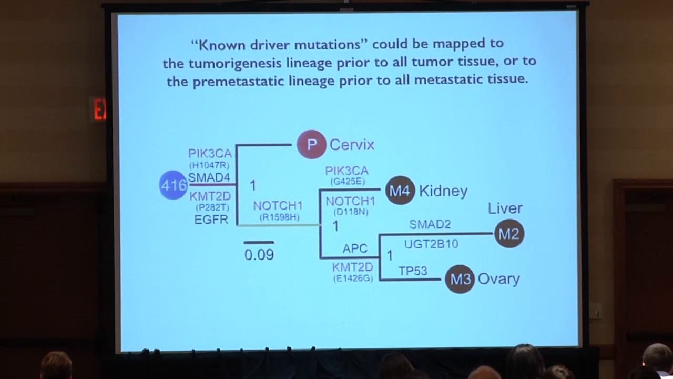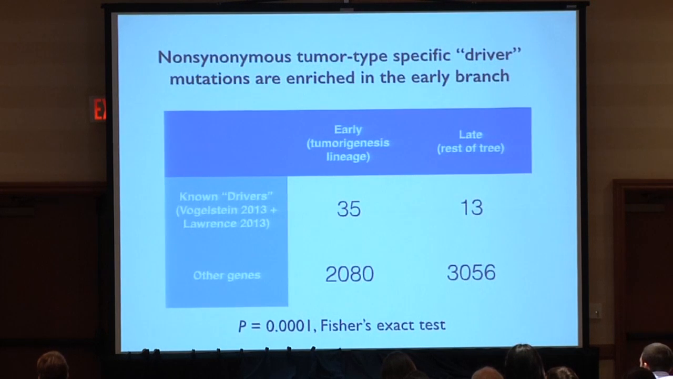So again, the evidence that we see does not point toward specific mutations leading to metastasis. It argues that it's more of a physiological process or an epigenetic process rather than a genetic one. So a couple of last points. Non-synonymous tumor type specific driver mutations, I also am not a big fan of that term, like Carlo, but anyway, it's the one in the cancer field, are enriched in the early branch.